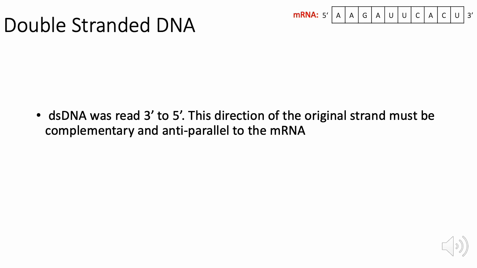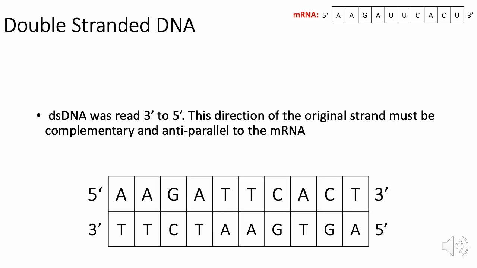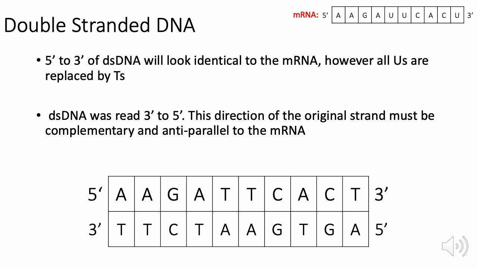If we tried practicing this, we would write a 3' strand, and it would be written T, T, C, T, A, G, T, G, A, and then a 5' end. Meanwhile, the 5' to 3' strand of the DNA must have looked pretty identical to the mRNA, but using T's instead of U's. A complementary and antiparallel strand to the mRNA can be called the negative strand. The strand resembling the mRNA can be called the positive strand.